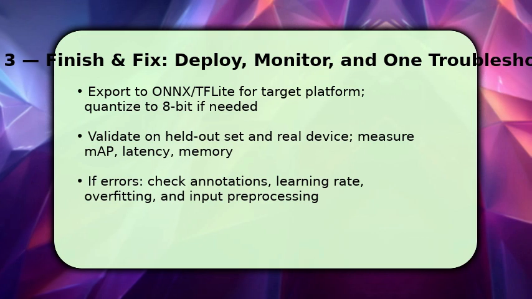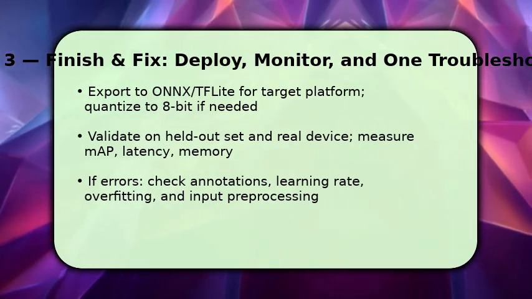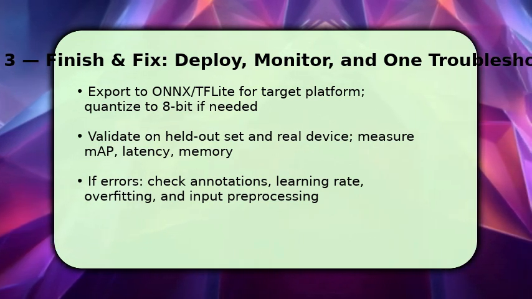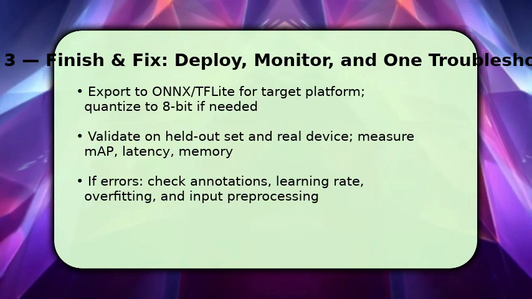If something goes wrong, inspect annotations, confirm preprocessing matches training, lower the learning rate, or add regularization. These checks usually reveal the root cause and get you back on track.